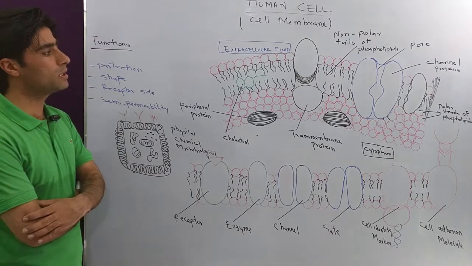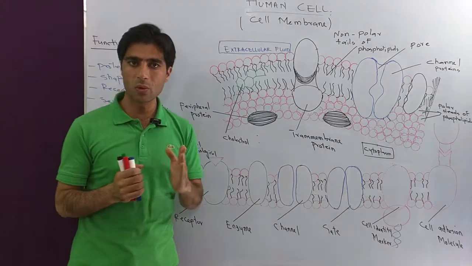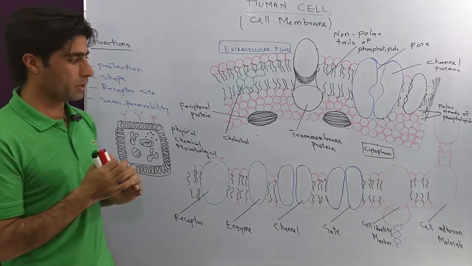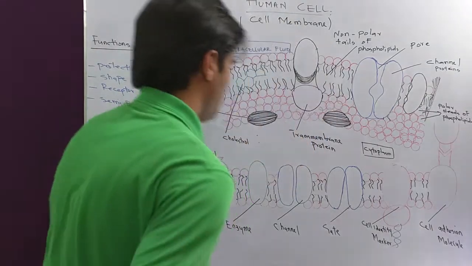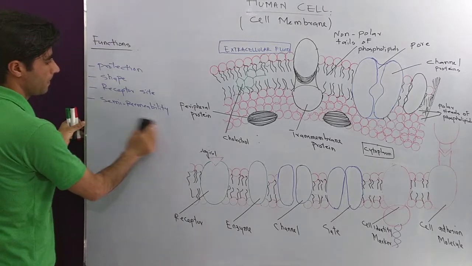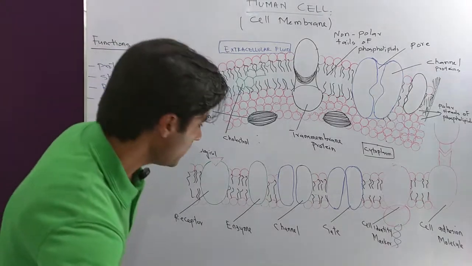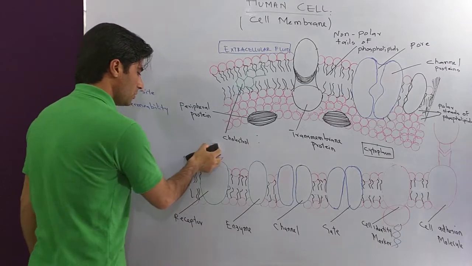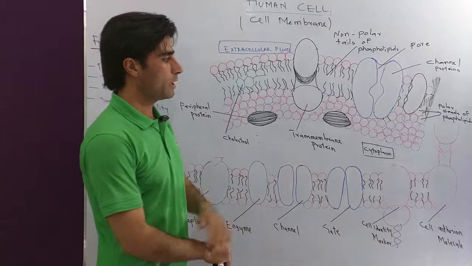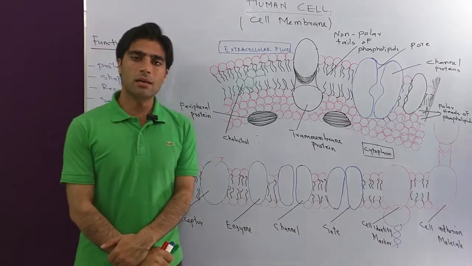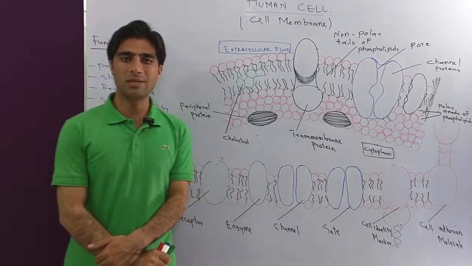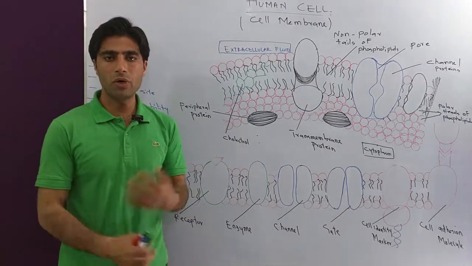Now let's move towards the structure of the cell membrane. What are the different structures involved in the formation of the cell membrane? So be attentive. After speaking about the functions of the cell membrane, now we will move towards its structure. As I told you, almost all cells possess cell membranes. True cells possess cell membranes, as in we human beings.